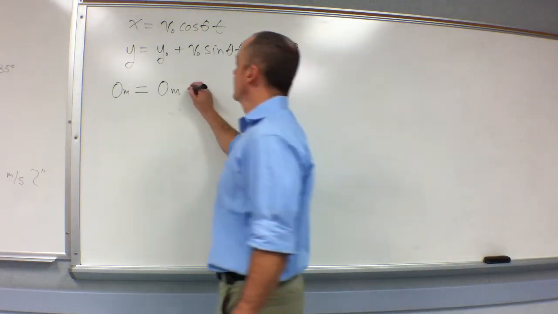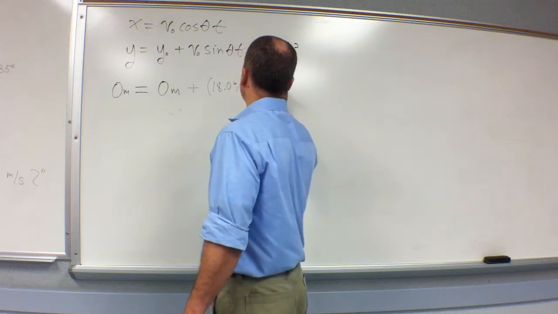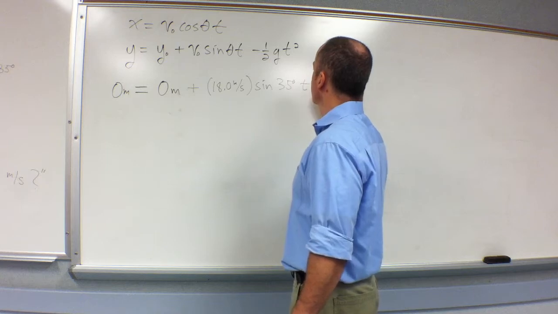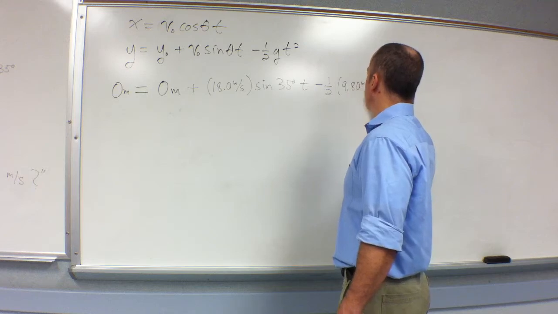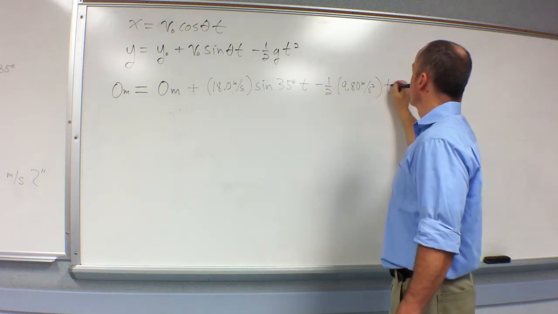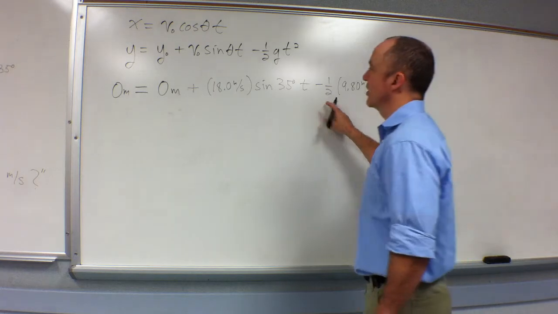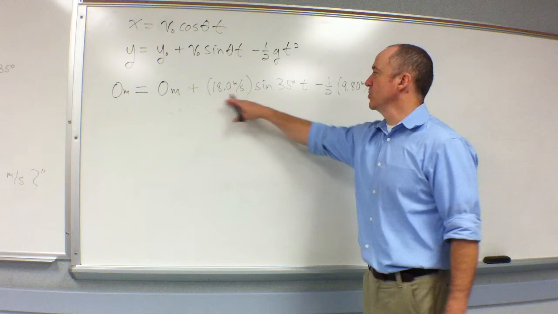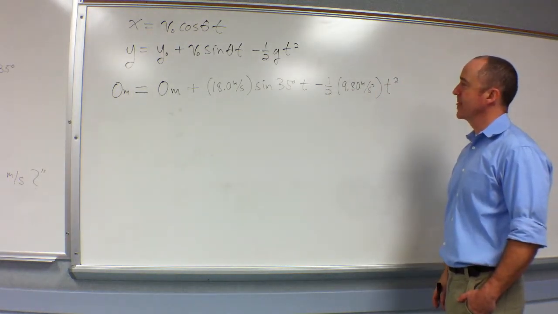Right. Plus its initial velocity of 18.0 meters per second times the sine of 35 degrees. Time in the air is what we're interested in, minus 1/2 times 9.80 meters per second squared times t squared. And this t will give us the number of seconds in the air as it goes from 0 meters back to 0 meters. We're only dealing with the upward component of it, and that is gravity, which is the only thing pulling it down.